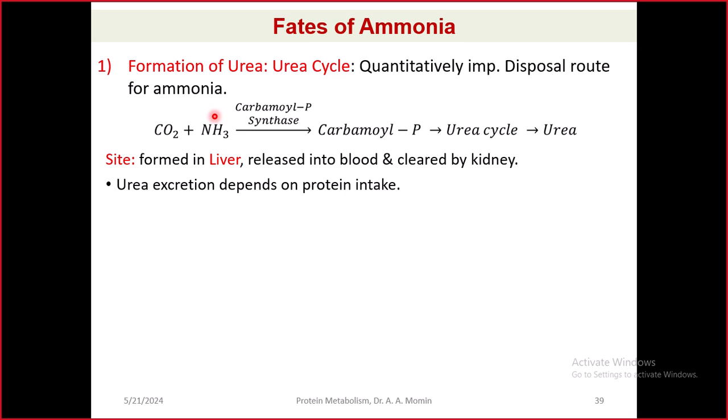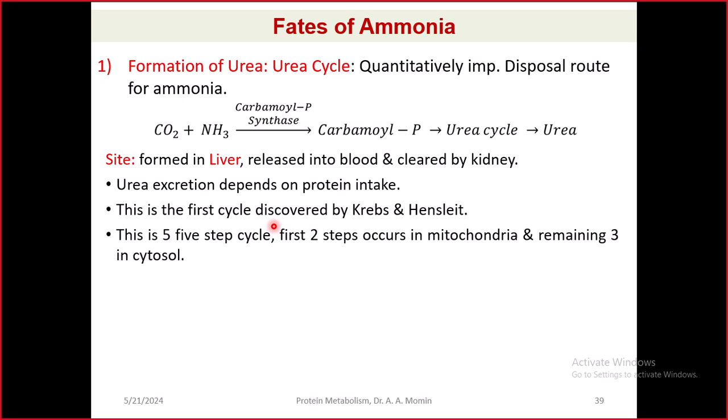Once urea is formed, as it is non-toxic and more soluble, it is released into blood and filtered and excreted by the kidneys. Urea excretion depends on the protein intake. That means the more the protein intake, the more the excretion of urea, and vice versa. So protein intake affects urea excretion in the urine. This is the first cycle discovered, by Krebs and Henseleit. Even before the TCA cycle, this is the first cycle found by these two scientists, so sometimes this cycle is also referred to as the Krebs-Henseleit cycle.